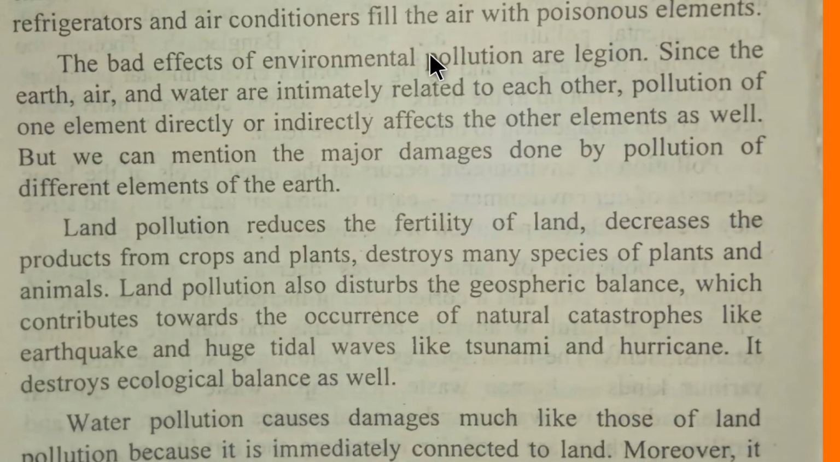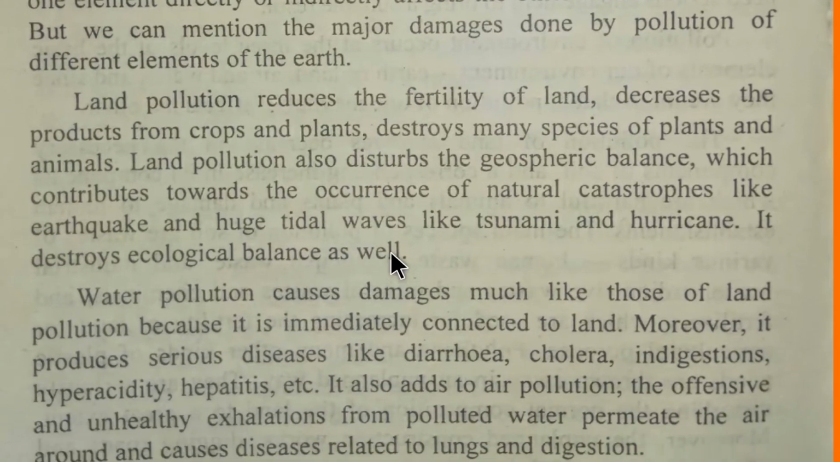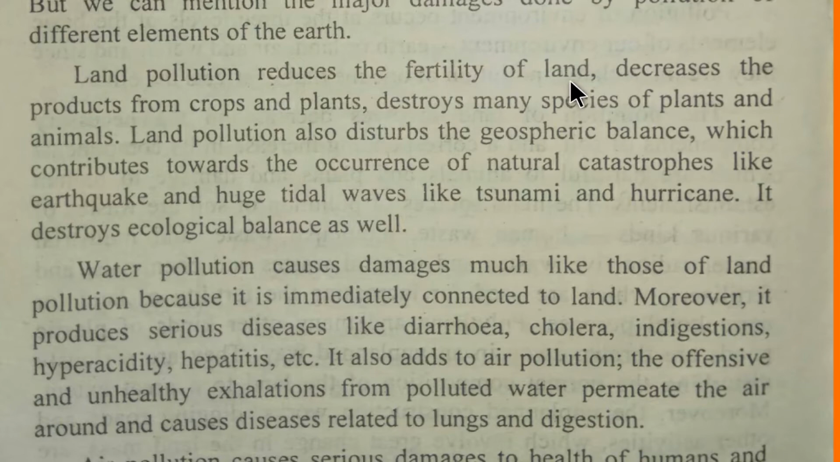The bad effects of environmental pollution are legion. Since the earth, air, and water are intimately related to each other, pollution of one element directly or indirectly affects the other elements as well. But we can mention the major damages done by the pollution of different elements of the earth. Land pollution reduces the fertility of land, decreases the products from crops and plants, destroys many species of plants and animals. Land pollution also disturbs the geospheric balance, which contributes towards the occurrence of natural catastrophes like earthquake and huge tidal waves like tsunami and hurricane. It destroys ecological balance as well.